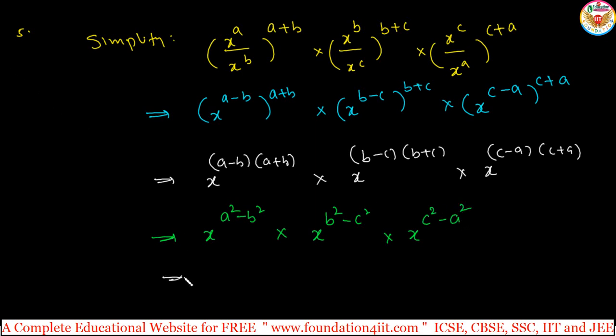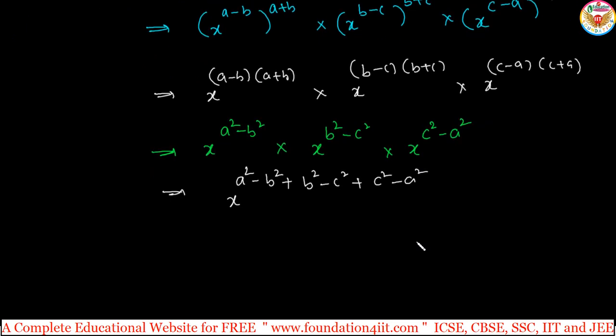Now finally, when all the bases are same, we can add the powers. Powers are what? a square minus b square plus b square minus c square plus c square minus a square. One thing you can notice here: plus a square minus a square get cancelled, minus b square plus b square get cancelled, minus c square plus c square get cancelled. If everything is cancelled, x to the power 0. X power 0 is 1 because x is non-zero. So this value is equals to 1.